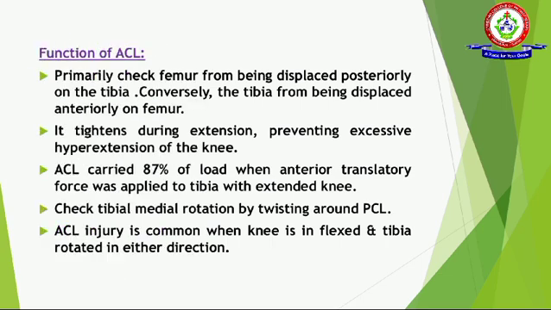Function of ACL. Primarily check femur from being displaced posteriorly on the tibia. Conversely, the tibia from being displaced anteriorly on femur. It tightens during extension, preventing excessive hyperextension of the knee. ACL carried 87% of load when anterior translatory force was applied to tibia with extended knee. Check tibial medial rotation by twisting around PCL. ACL injury is common when knee is in flexion and tibia rotated in either direction.